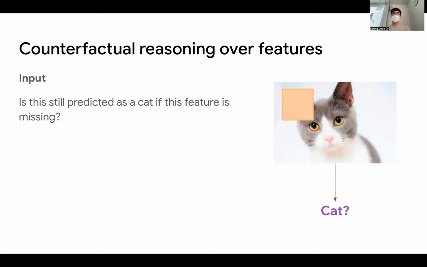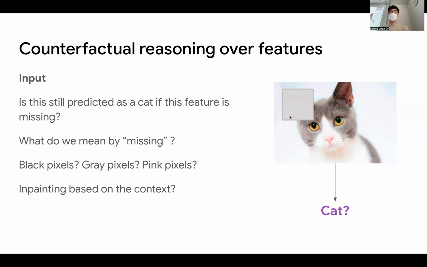Now, last time we said counterfactual reasoning matters a lot when we explain to each other and to humans. So let's see what is the most basic way to explain a decision of a model in a counterfactual way. One way we can do it is to remove a certain set of pixels from your image and see if the prediction is still cat. So if this feature is missing, is this image still going to be predicted as cat? And then there are some follow-up questions.